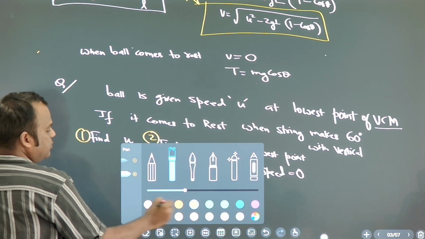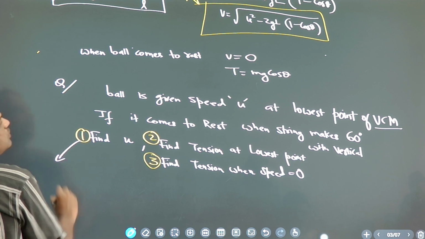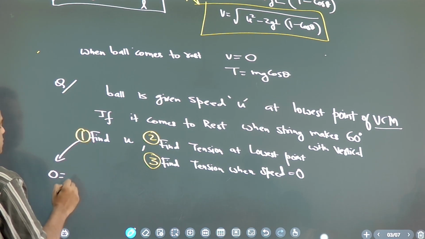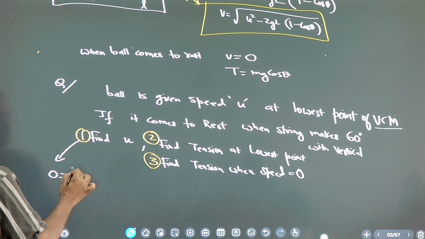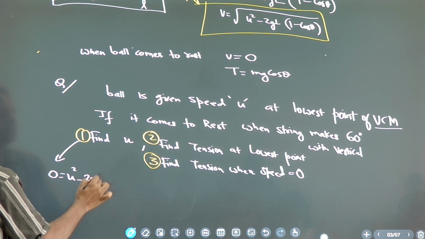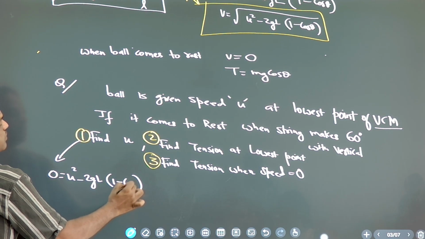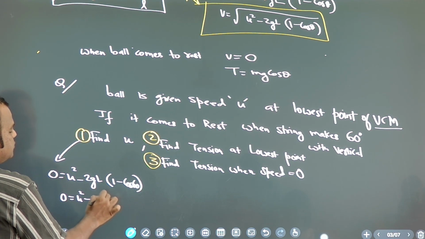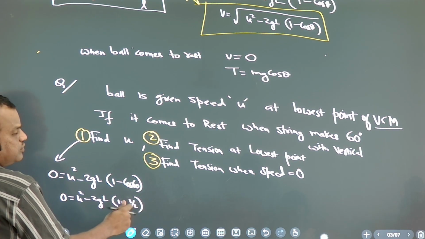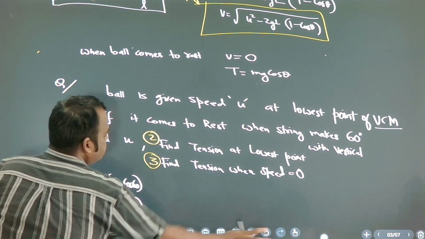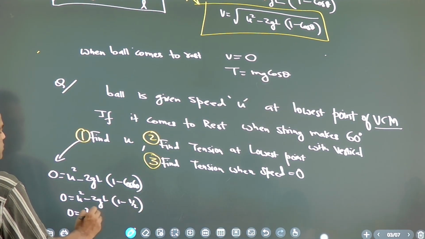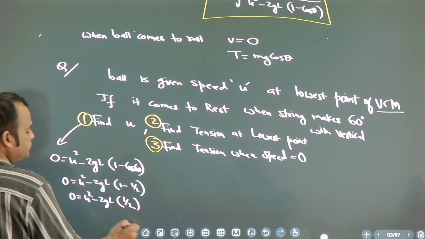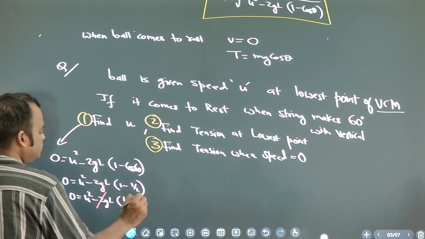So how to find? First question, V 0. You can use 0 is equal to u square minus 2gl (1 minus cos 60). What is cos 60? 1 by 2. So 0 is equal to u square minus 2gl into 1 by 2. Now this 2 cancels. So what do you get?